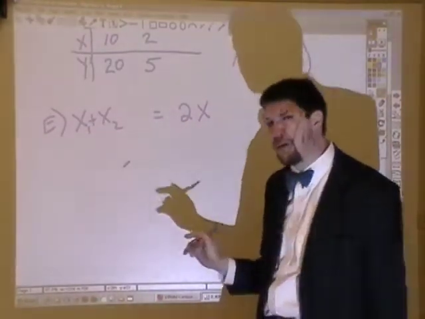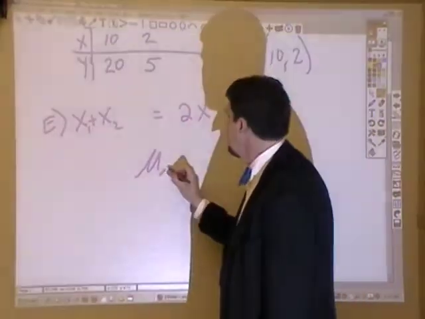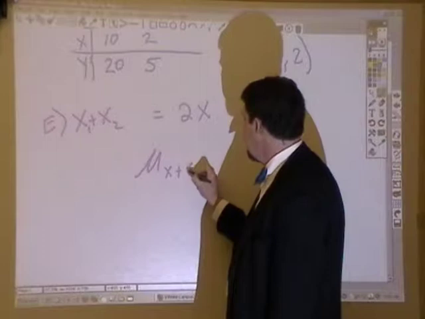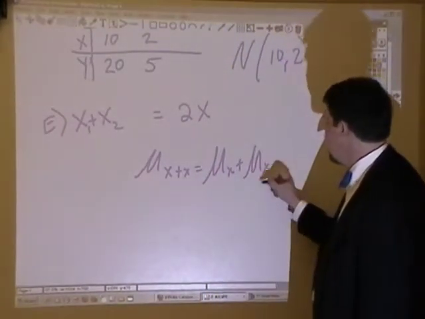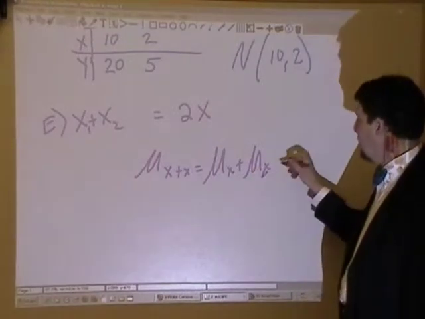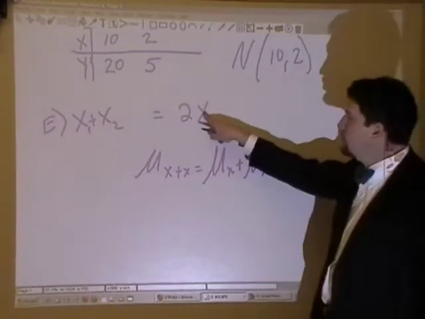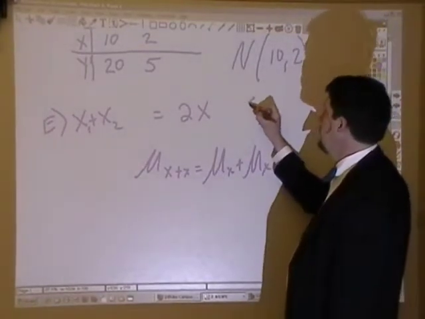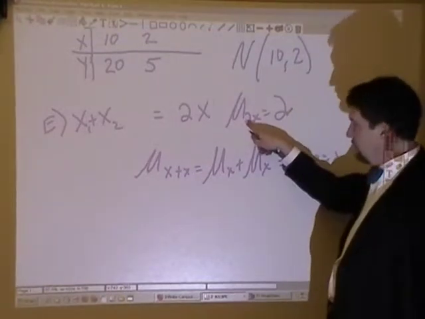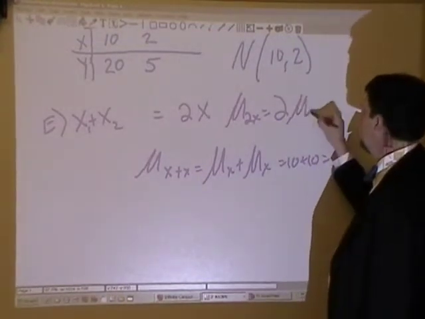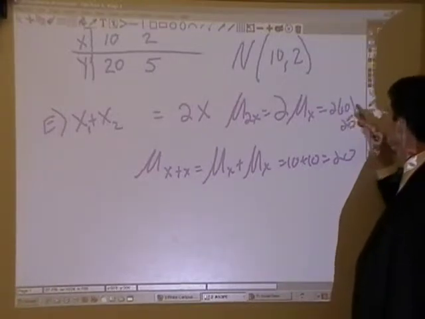Now, it turns out that when we do the mean of X plus X, which would be the mean of X plus the mean of X, mean of X is 10, mean of X is 10. This is 10 plus 10, which is 20. 2 times the mean of X, which would be the mean of 2X, is 2 times the mean of X, because the mean changes by the multiplier. This is 2 times 10, which is 20. You get the same value.